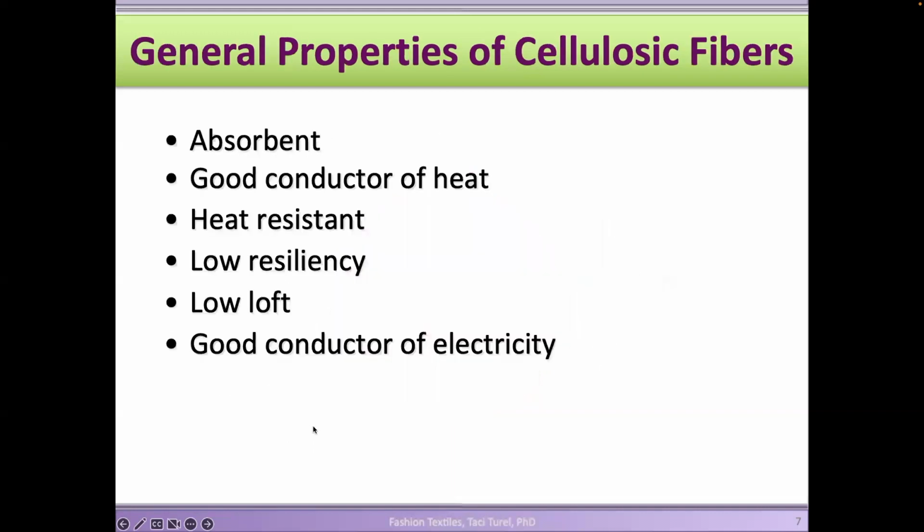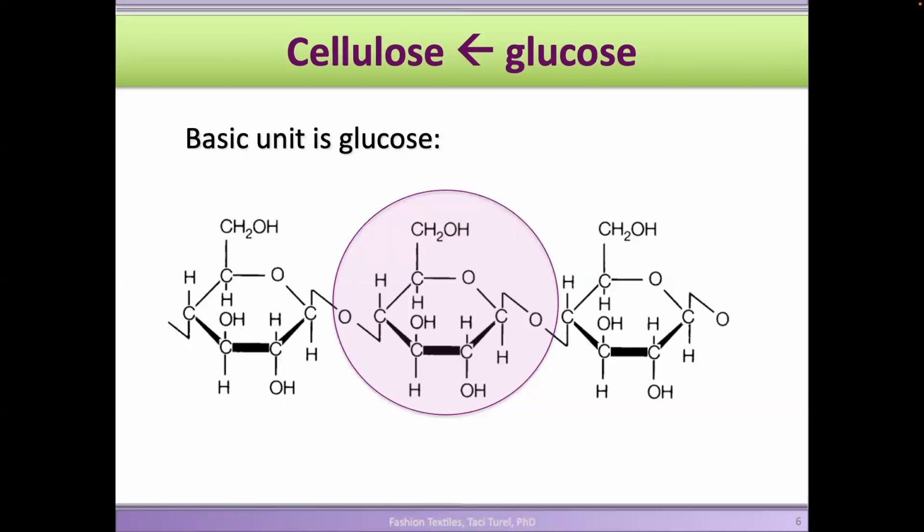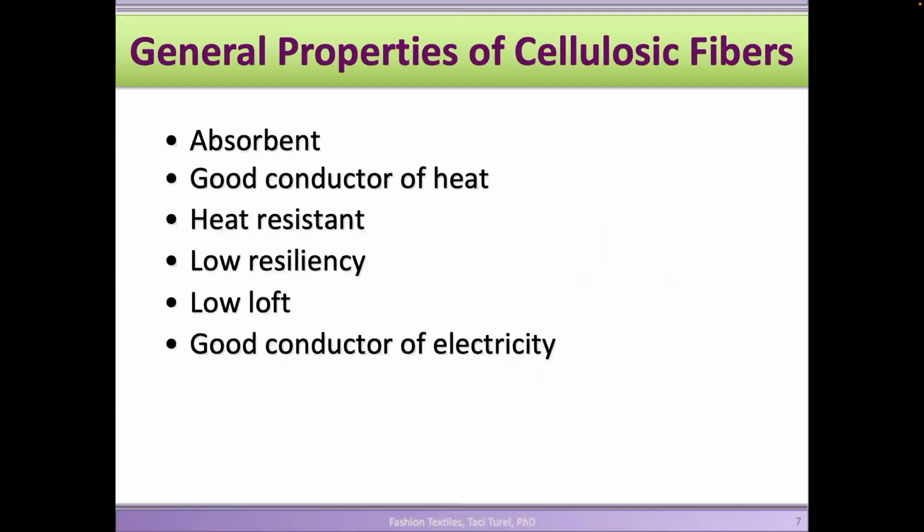Now, because of the chemistry, because the chemical structure is more or less the same for all cellulosic fibers, their properties are also very similar. So they're all absorbent hydrophilic fibers. They love water, they absorb water. They're good conductors of heat. They are heat resistant. That means you can wash them in the laundry machine at high temperatures, you can iron them at high temperatures, and they're not going to be easily damaged by heat.